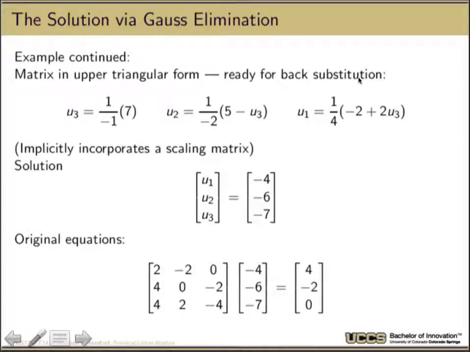Things are 1 down the diagonal, so it's ready for back substitution. We just fill them in. Because all of the diagonal is 1, we don't have to do a separate scaling. So that gives us our solution. We can go back to this. And again, you can verify that this matrix times these values equals our original right-hand side.